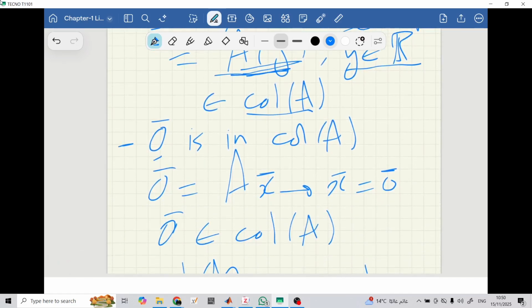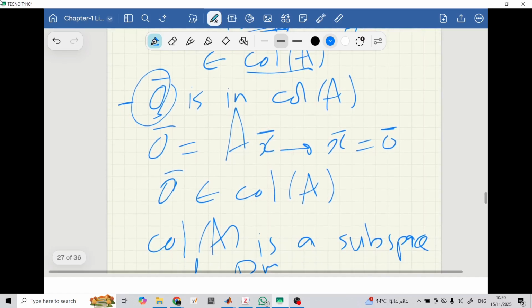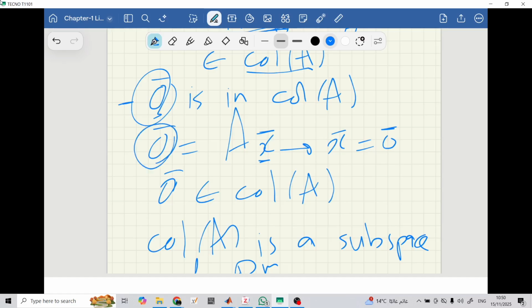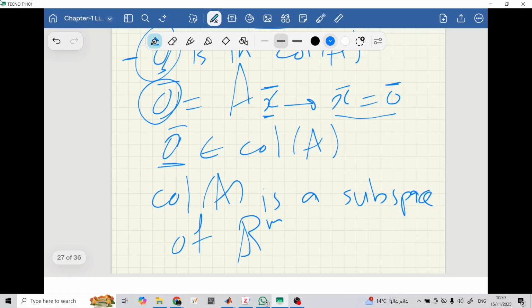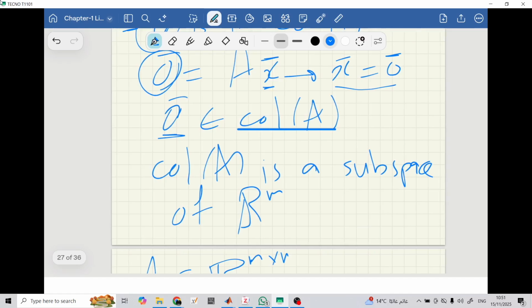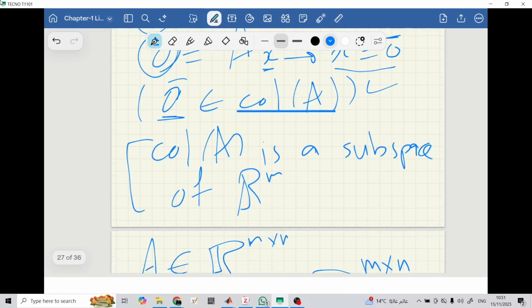Now Z is very simple, the all zero vector. Again, can we find a vector x that is multiplied by A that will give us the all zero vector? Yes, it is the all zero vector again. So the all zero vector is in the column space of A, meaning this last condition is satisfied, so we can say that the column space of A is a subspace of Rm.